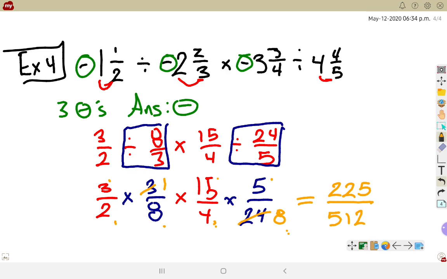Now, the last thing we have to do, we said very early on that our answer needed to be negative, so I better make sure I bring that negative sign in. So overall, my answer is negative 225 over 512. Alright, that's multiplying and dividing signed fractions. Pretty much the exact same processes you would have learned in grade 8. The only thing that's different this year is you have to figure out whether your answer is positive or negative.